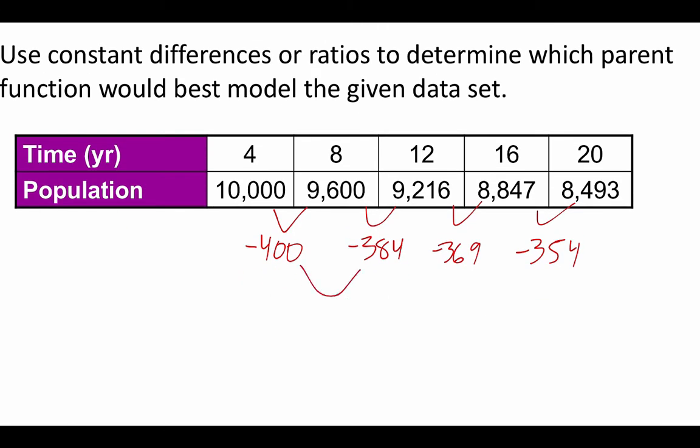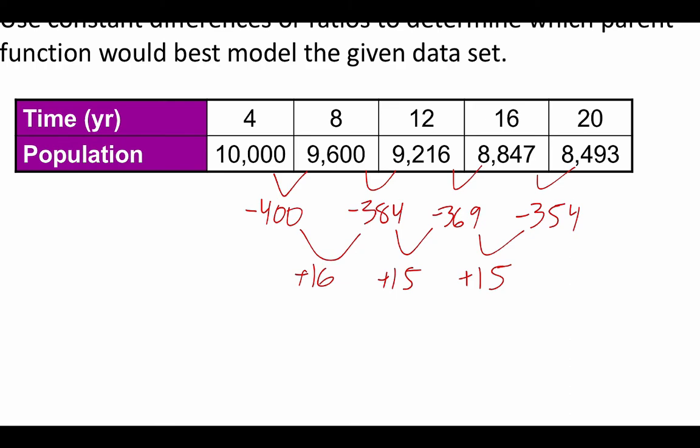Going from negative 400 to negative 384, that's plus 16. From negative 384 to negative 369, that's plus 15. From negative 369 to negative 354, that's plus 15 as well. Now, folks, those aren't all exactly alike, but they're pretty darn similar. So what we're going to say is that they are quadratic-ish. It's fairly close to being a quadratic function.